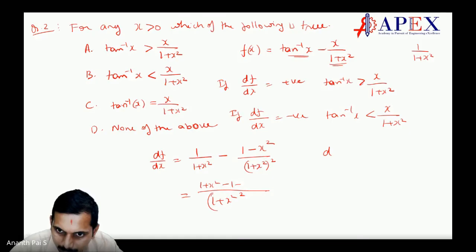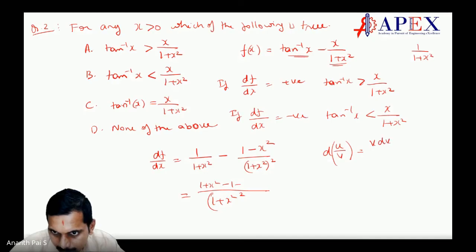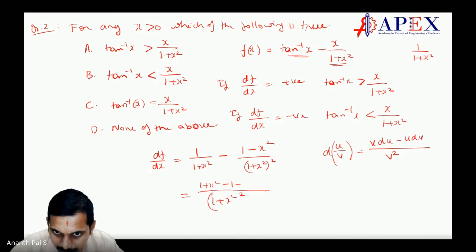Have I left that? Okay. Yes. So if I have, say, d of u by v, what is it? It is v du minus u dv, divided by v square. Correct. V square is here. What is differentiation of v? Sorry, what is v here? V is 1 plus x square. Correct. Let us do that.